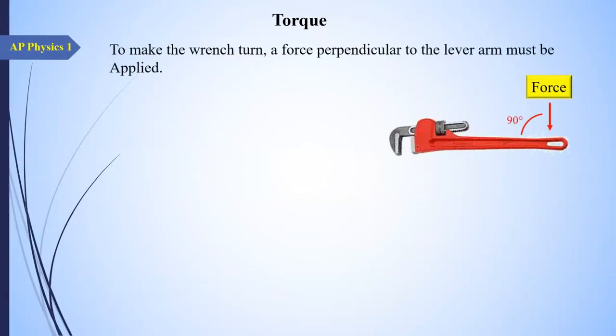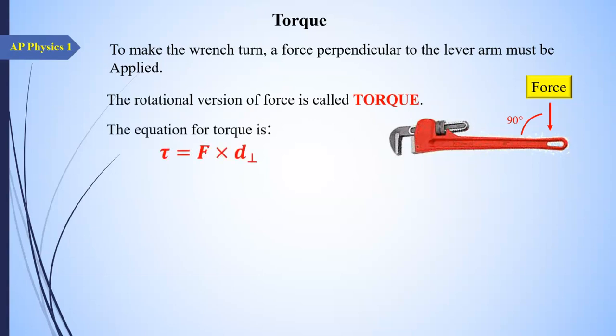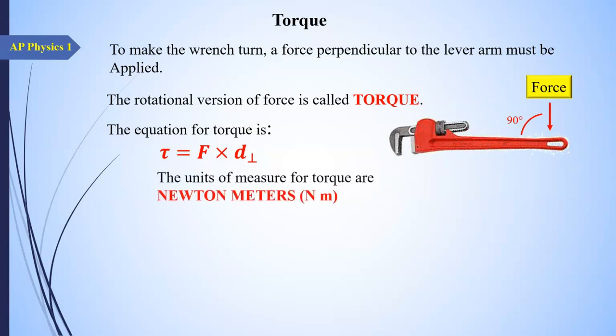Okay, to make a wrench turn, a force perpendicular to the lever arm must be applied. So there you see a force pushing down at a 90-degree angle that's perpendicular to the lever arm. The rotational version of force is called torque. The equation for torque is force times distance, the distance that the pivot is from where the force is applied. The units of measure for torque are Newton meters, newtons times meters. So tau is the symbol for torque.